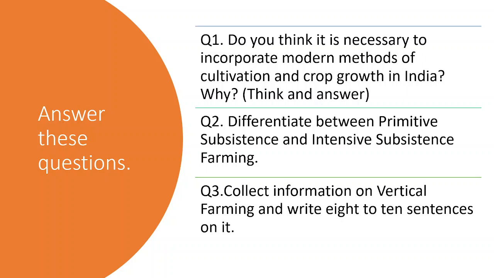And the final one is to collect information on vertical farming and write 8 to 10 sentences on it. Now, vertical farming is the latest type of farming that we see today. It is practiced in a very few pockets in our country. It is comparatively a new type of farming which does not need much of land. It is done vertically. So what is it and how is it practiced? You'll have to collect a little information about that.